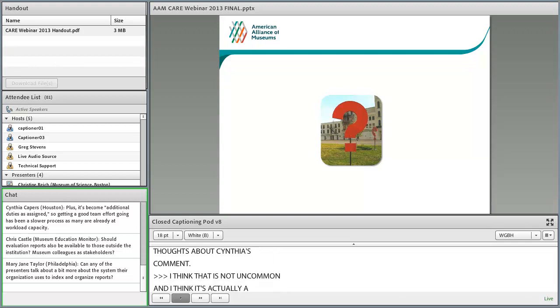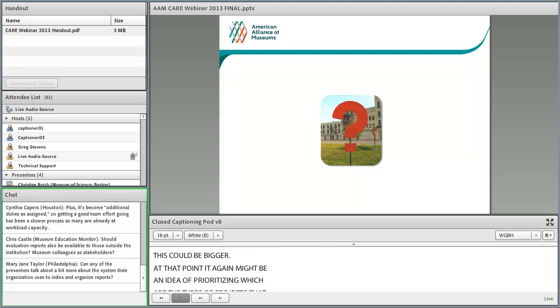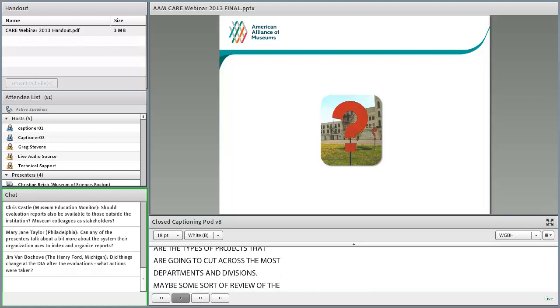I think that is not uncommon, and I think it's actually a positive in terms of having those individual departments and individual studies start to build towards something bigger, and at least that outlook that this could be bigger. At that point, it again might be an idea of prioritizing. Which are the types of projects that are going to cut across the most departments and divisions.